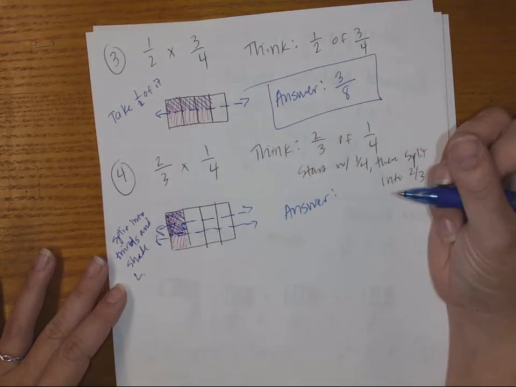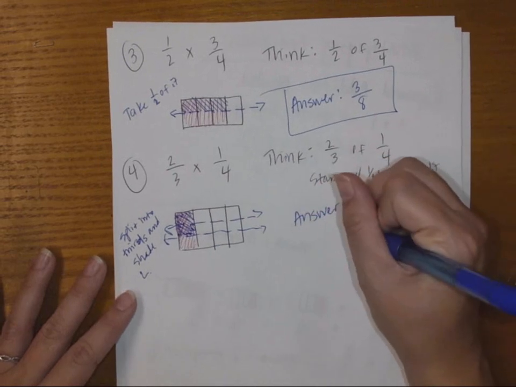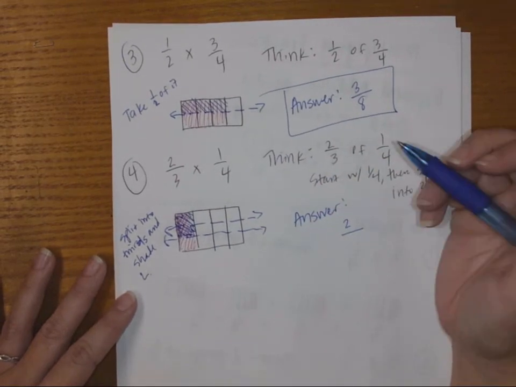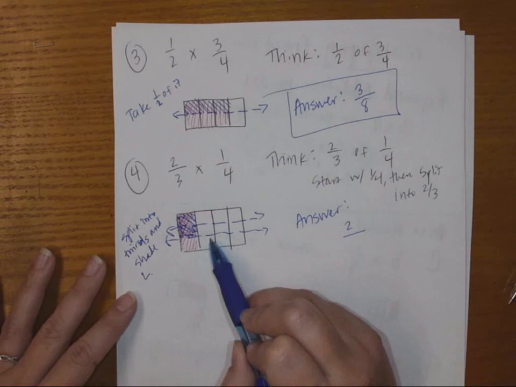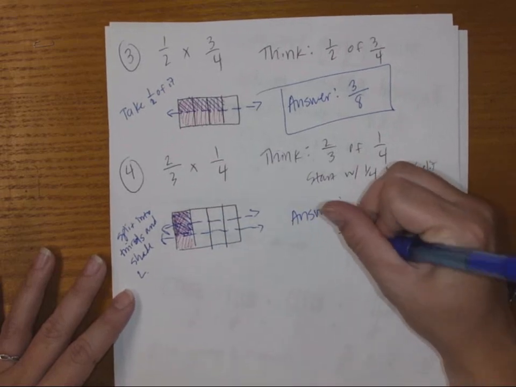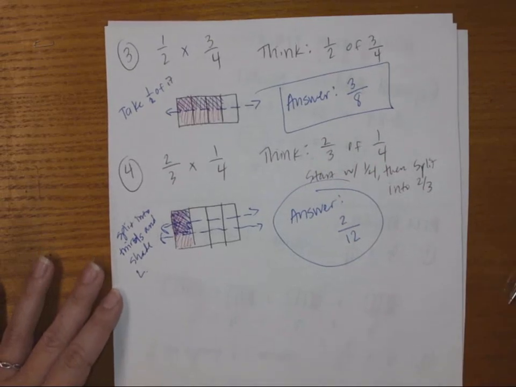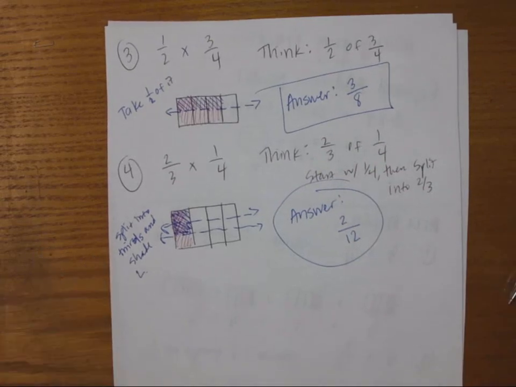So my answer here is how many parts are shaded? 1, 2 parts are shaded. How many parts make a whole? 1, 2, 3, 4, 5, 6, 7, 8, 9, 10, 11, 12 parts make a whole. So 2/12. Okay, so that's using the area model to multiply fractions.